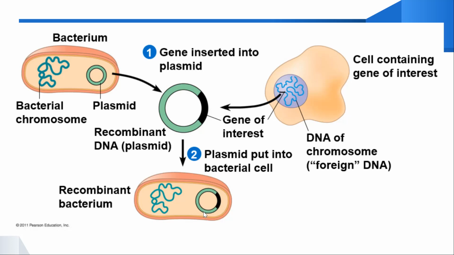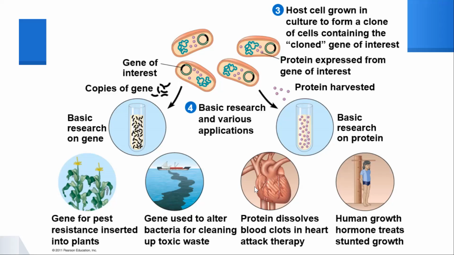We can then put that plasmid back into that bacteria. That bacteria is then going to reproduce with binary fission. So it's making exact copies of that DNA in that cell, and it's going to make clones of the genes. And so once you've got lots and lots of copies of the genes, you can do all kinds of things with it.